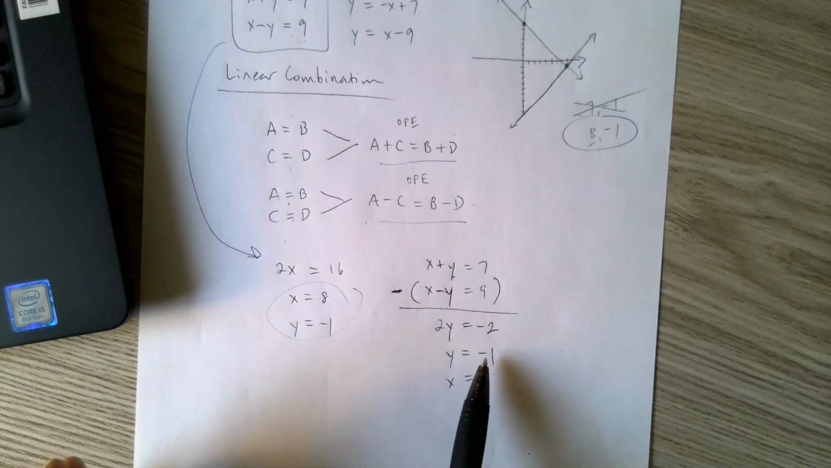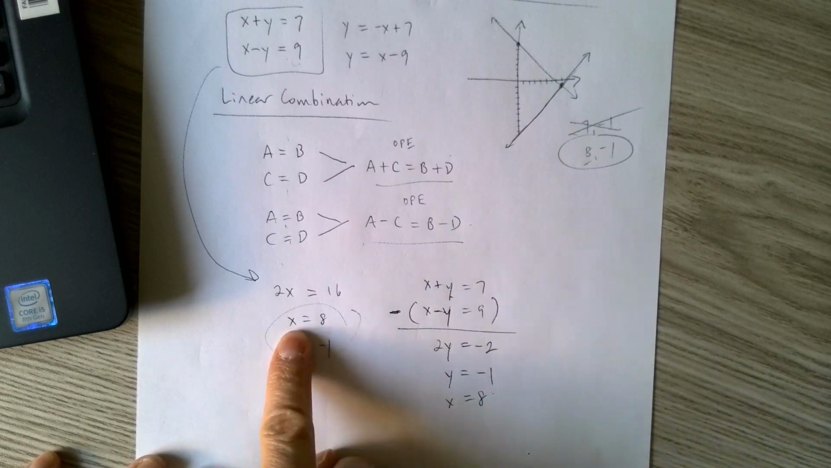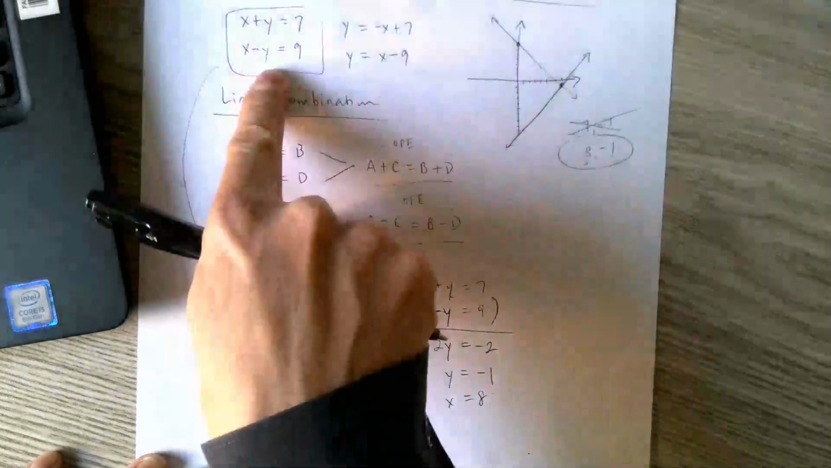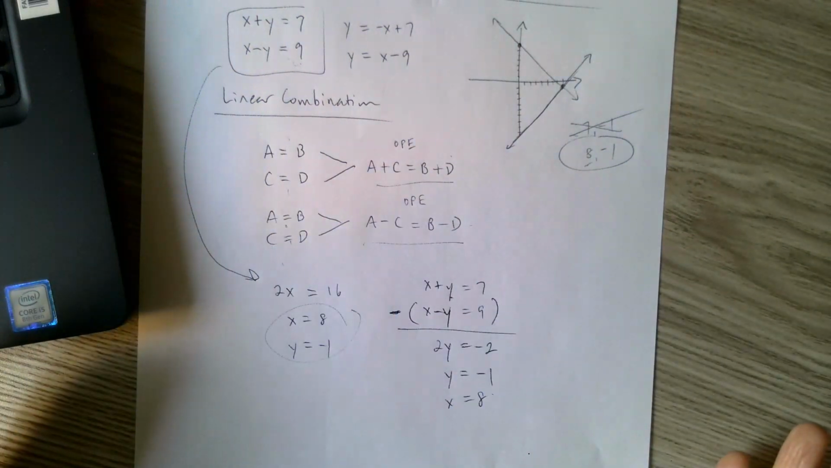both paths, adding and subtracting, took about the same amount of time to do. In this case, when I added, the y's disappeared, and when I subtracted, the x's disappeared. So that's the only difference.